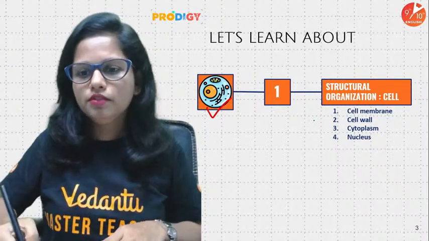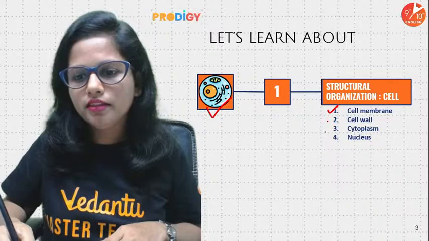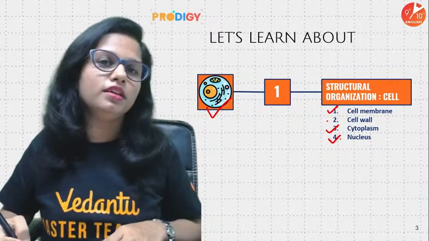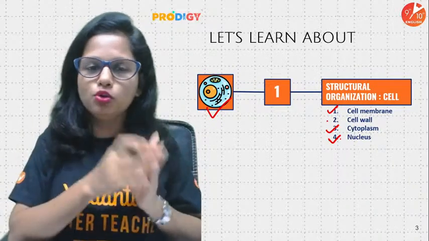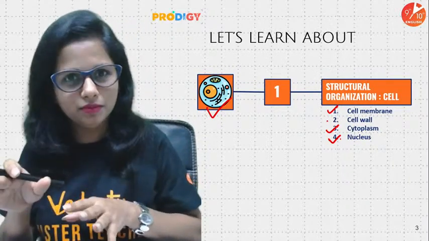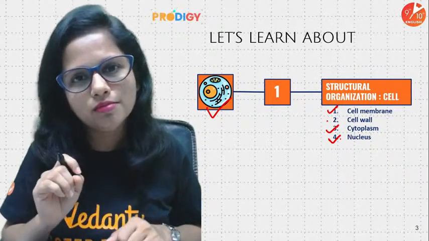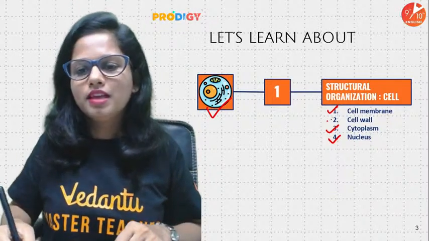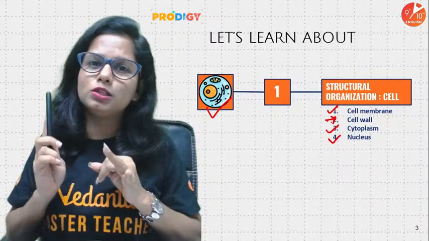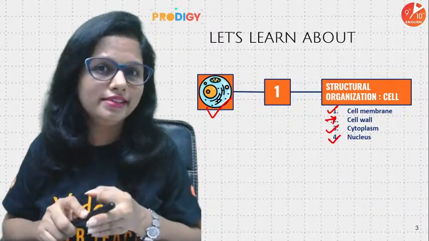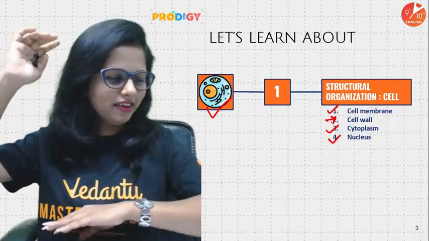So people, when we talk about cell membrane, cytoplasm, nucleus, these are the common cell structures present in both plants as well as animals, right? Present in both plant and animal cell. However, cell wall is an additional layer present in bacterial cells, plant cells, and fungal cells. Am I correct, people?